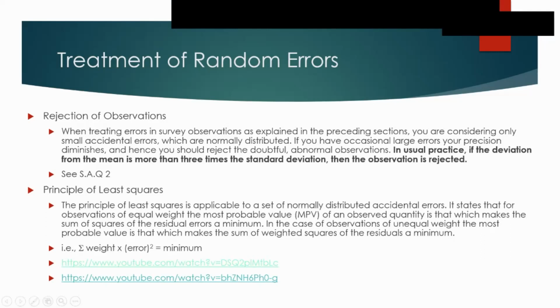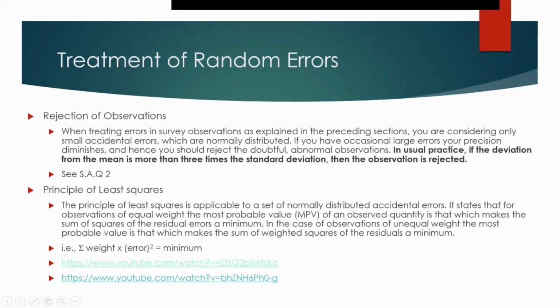Now we can find the error of the readings that we have. Let's say we have 10 readings. For each of the 10 readings, we can find the error with respect to observation and mean. We can square it, multiply it by a weight, and the sum has to be minimum. So if we can select the mean which makes this entire operation minimum, that is called the most probable value.